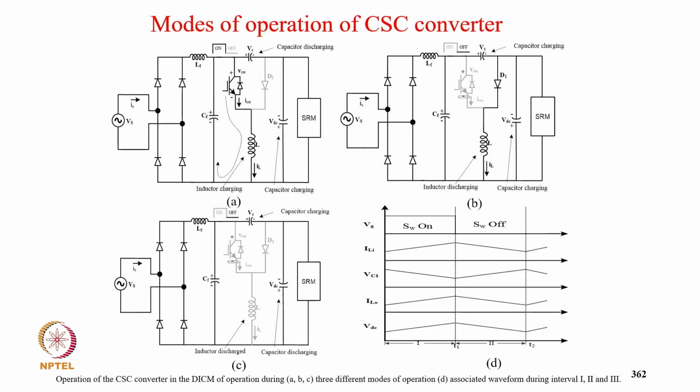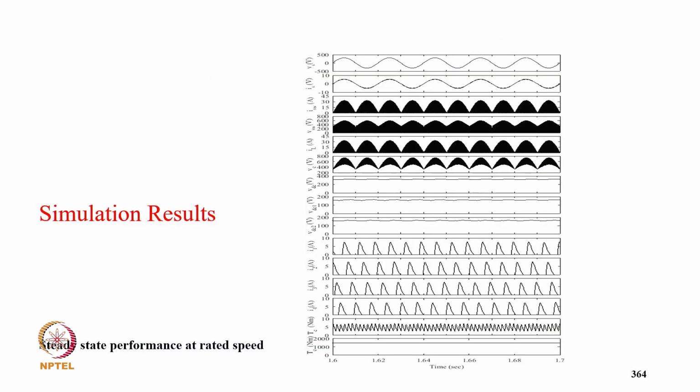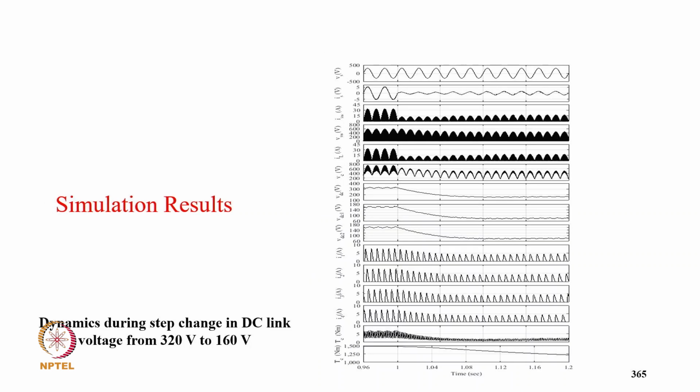Then the canonical switching converter feeding SRM drive, different modes: device conducting, diode conducting, none of the two conducting, and waveform. Then the parameters of converter and supply. So you can say here the inductor current is discontinuous, and you get supply current in phase with supply voltage and almost sinusoidal.